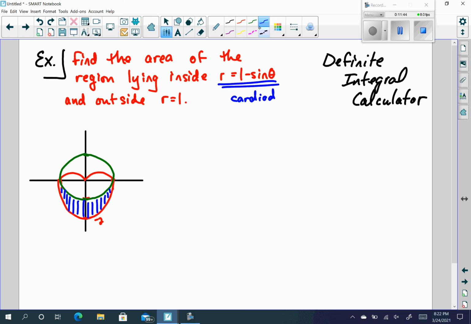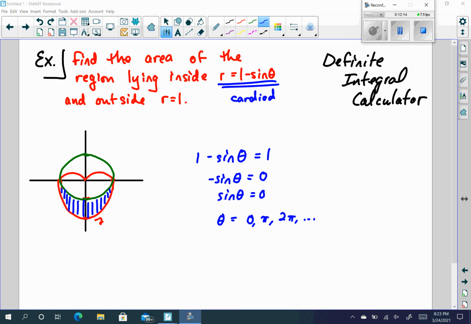So we still want to find out at what theta measure these curves intersect. So we're going to set 1 minus sine theta equal to 1. I'm going to subtract 1 from each side, so we get negative sine theta is equal to 0, and then sine theta is equal to 0. So sine theta is equal to 0 when theta is equal to 0, pi, 2 pi, and so on.